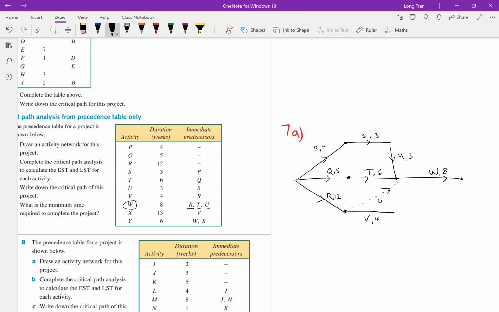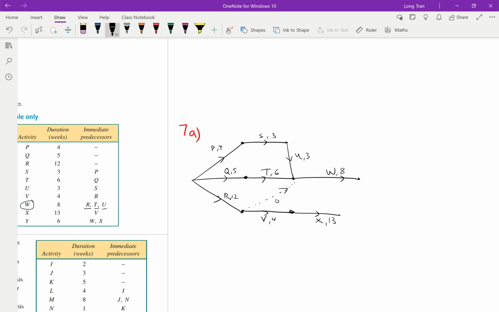Cool. X is part of V. Oh, I already did V. No, I haven't done. So X is the next one. So X, there we go. X is going this direction, and X is connected with V, where it's 13 units this way, and then Y connects W and X. All right, well, in that case, maybe this is Y then. There you go. Maybe it looks something like that.